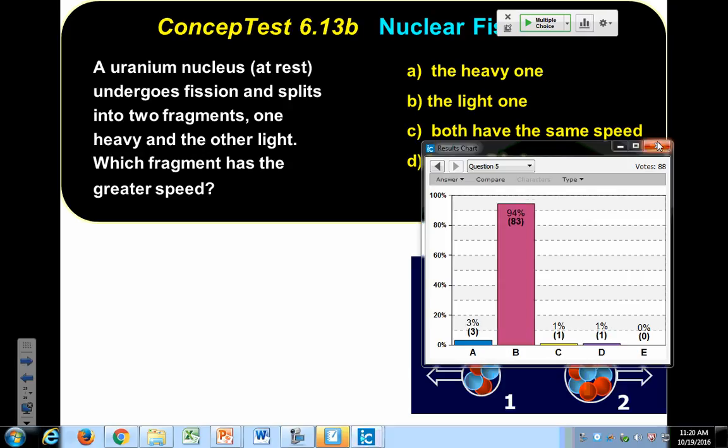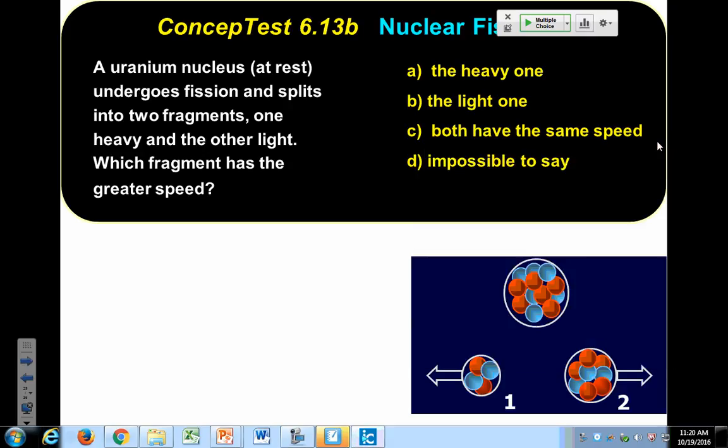Okay, awesome. B is right. They have the same momentum. Momentum is mass times velocity. So the smaller one, which has a smaller m, will have a bigger v.